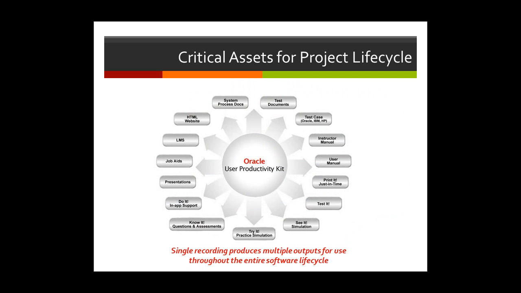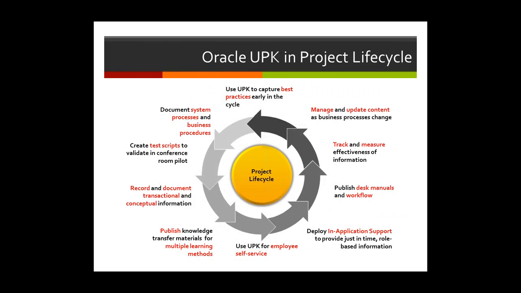I really see UPK as a way of streamlining that, and a way of getting away from having these multiple different types of deliverables that are produced on a project that quite often don't live beyond the project lifecycle itself. This next slide talks to that in terms of putting into practice what I've just suggested: using UPK to capture best practices early in the cycle, using that to build documents on system process and business procedures, using those to drive the test scripts, and then recording and documenting what happens during the testing, and inputting that into some of the other materials.